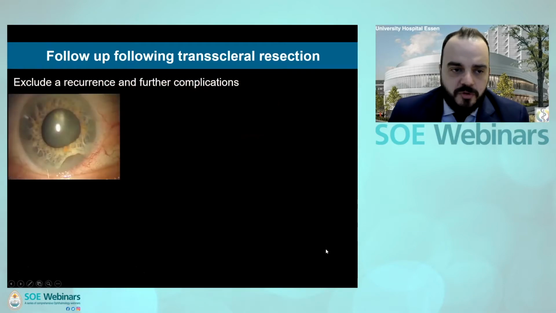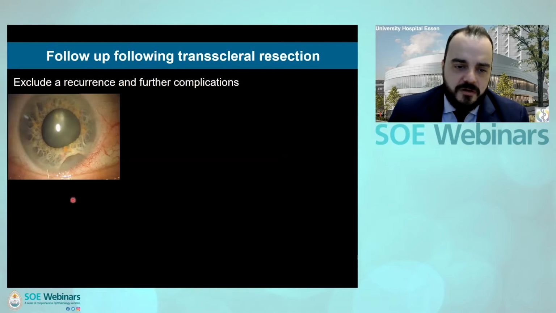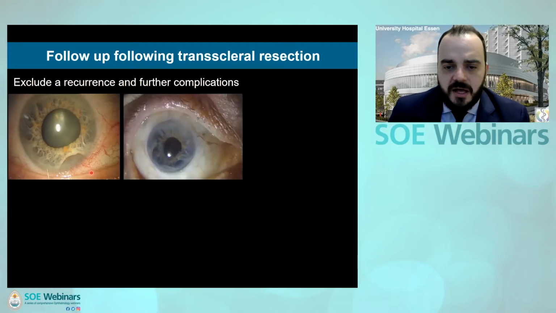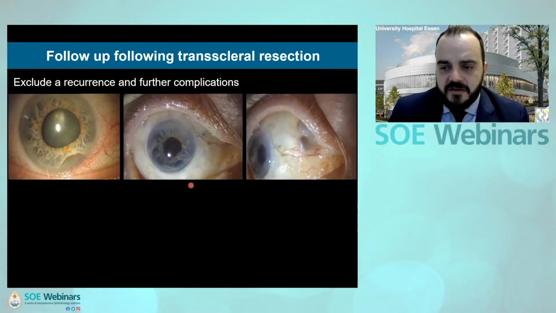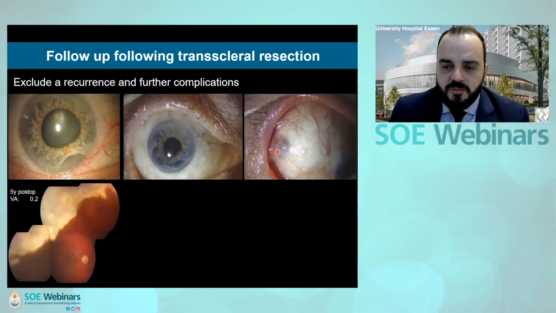And we will move then to the follow-up. We always follow up these patients to exclude a recurrence and further complications. You can see here a tumor which is based in the inferior nasal part of the eye. The tumor was excised, and then there was a pigmentation on the side of the tumor, but on the other side of the tumor as well. This was a recurrence, and the eye had to be removed.